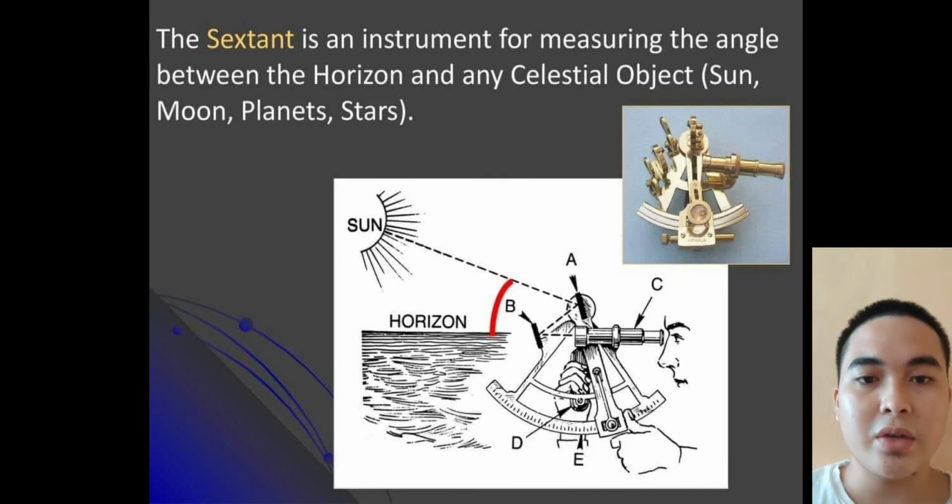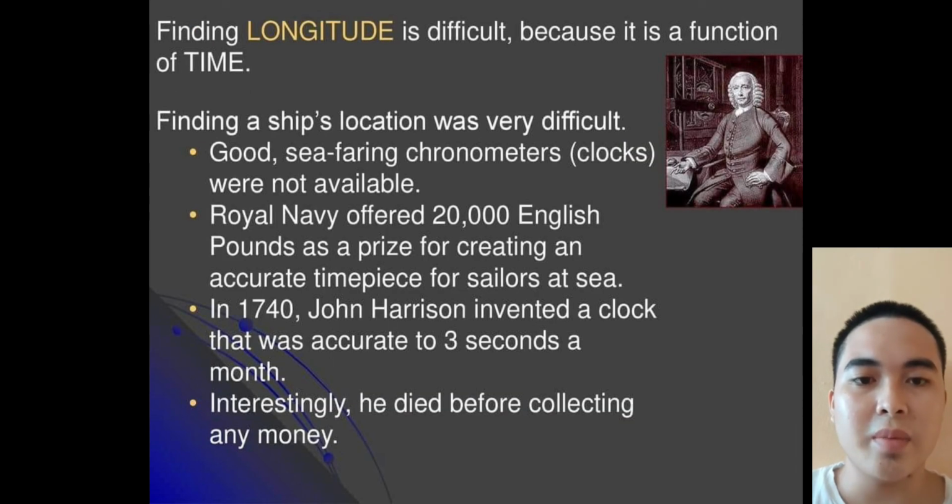The sextant is an instrument for measuring the angle between the horizon and celestial objects: sun, moon, planets, stars. Finding longitude is difficult because it is a function of time. Finding a ship's location was very difficult. Good seafaring chronometers were not available.